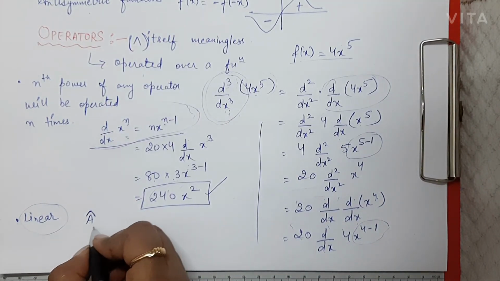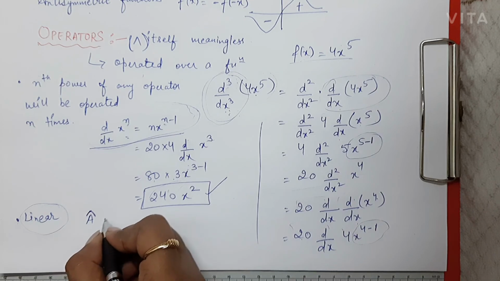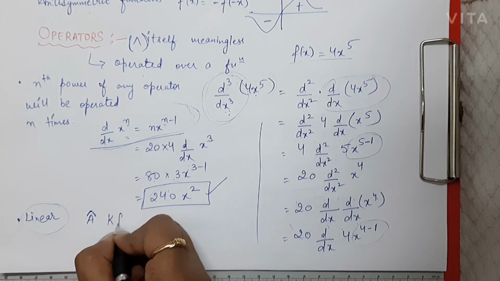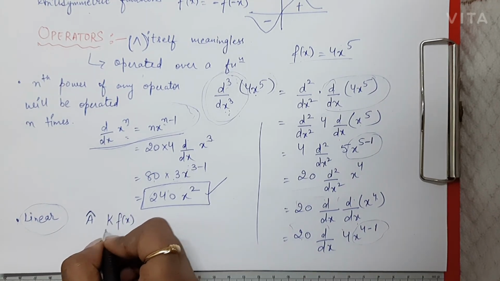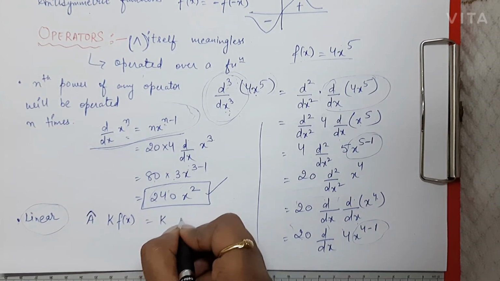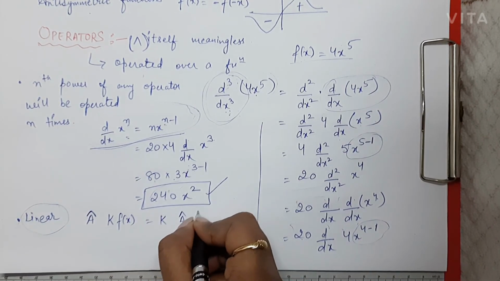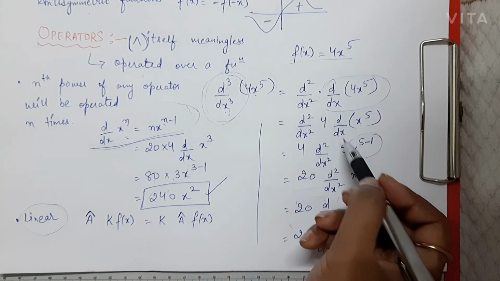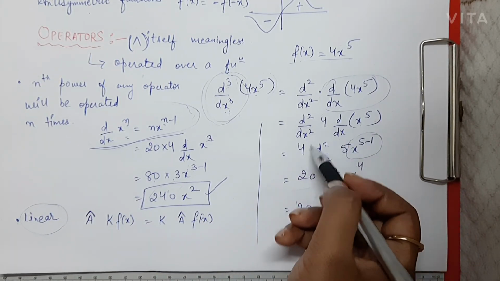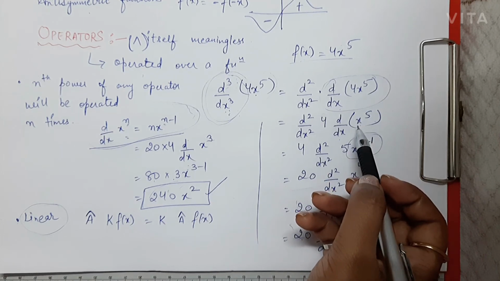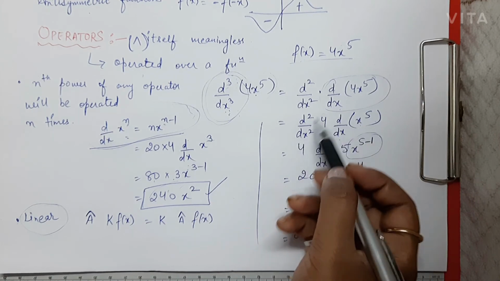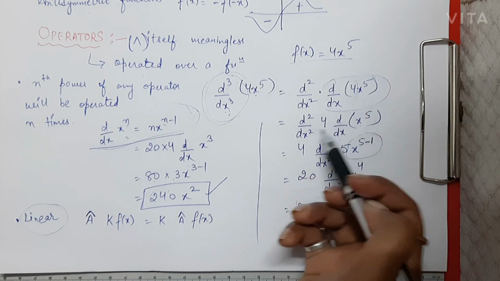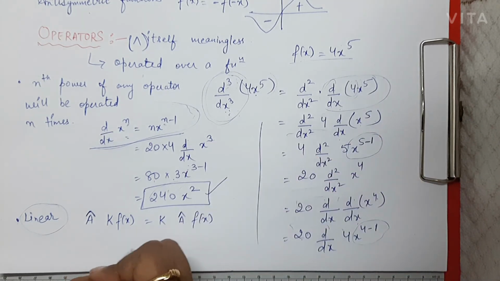Now if we have operator and we are operating it over a function that is k into fx, k is any constant, so we can take out the constant and then apply this operator over the function, just like here we did. Here we removed the constant outside, right? Here also what I did was I removed this constant 4 outside. So if we can do that, we can say the operator is going to be linear.